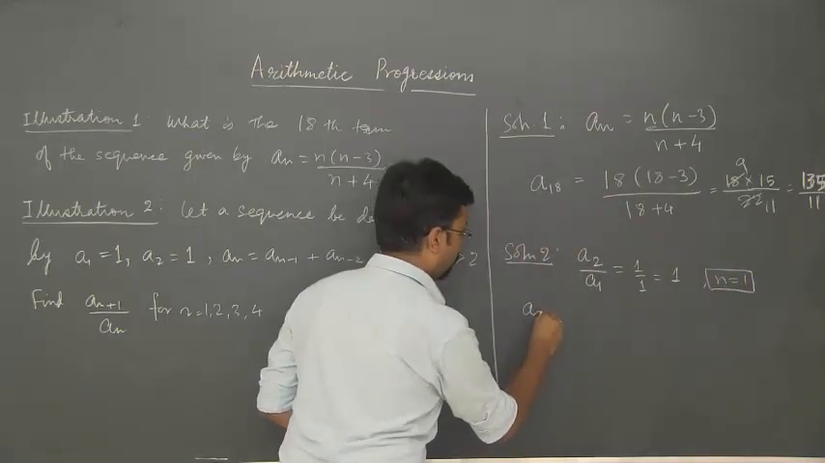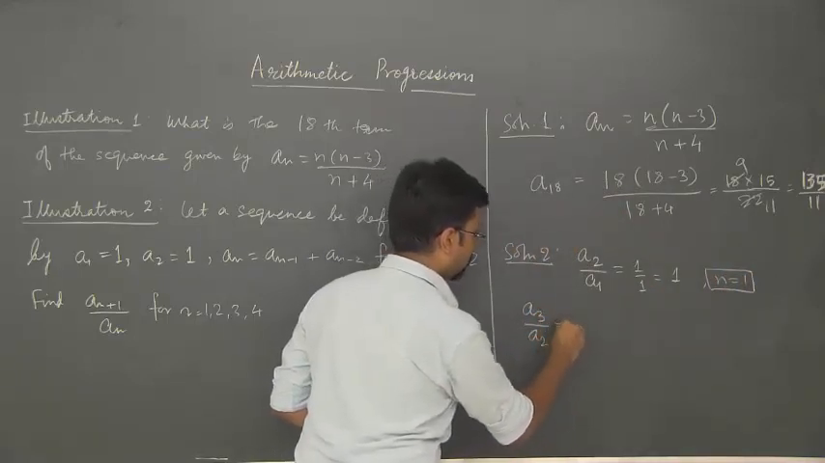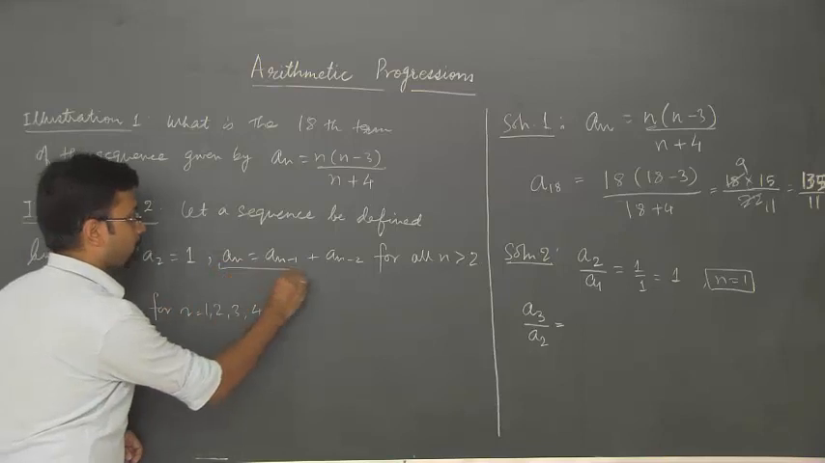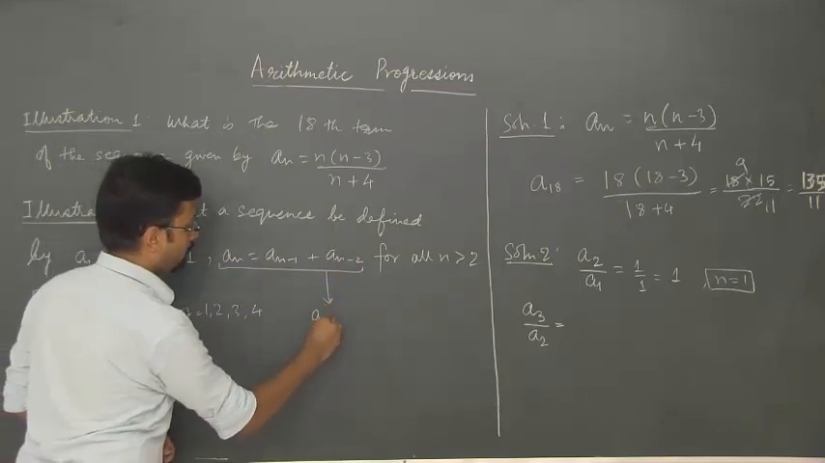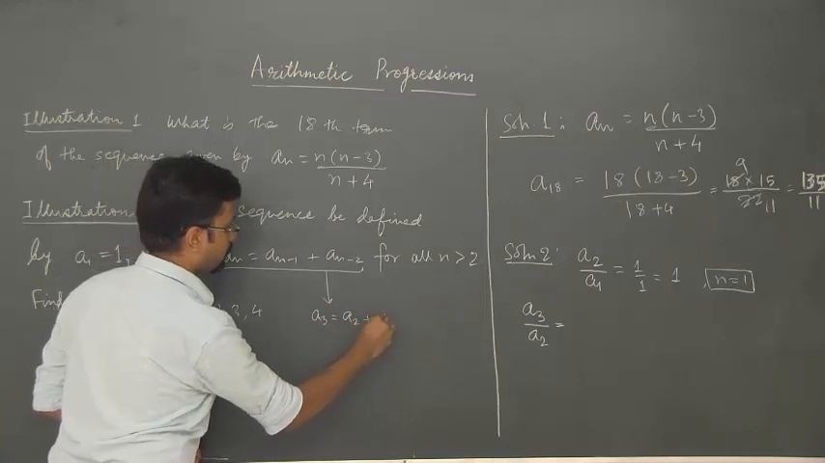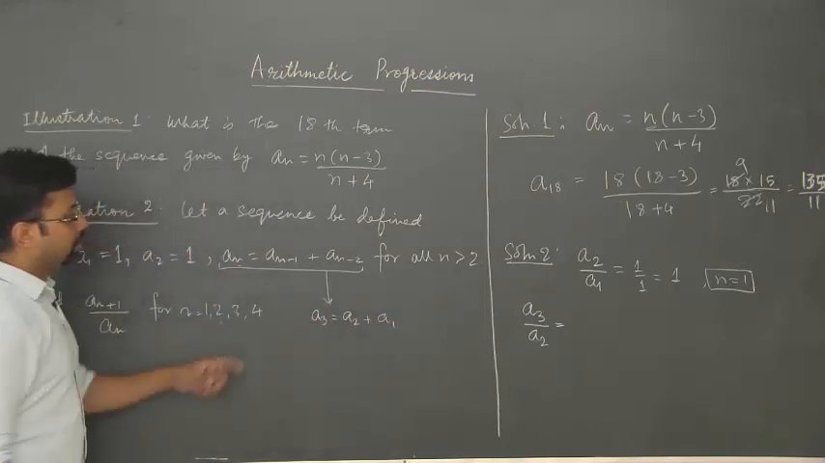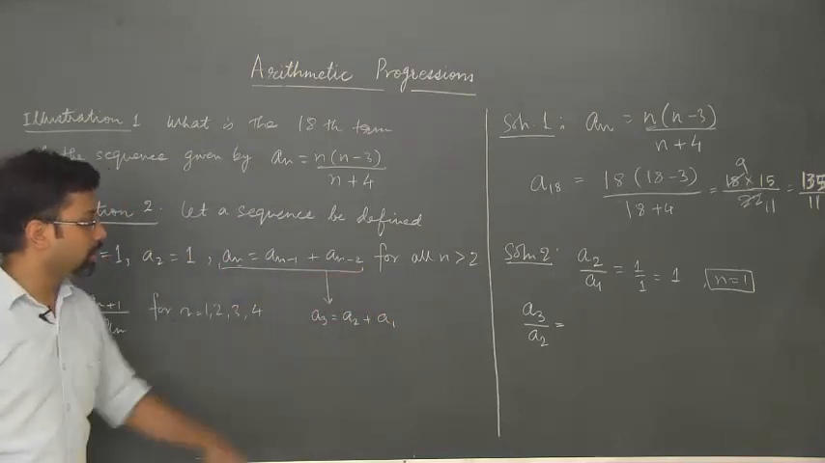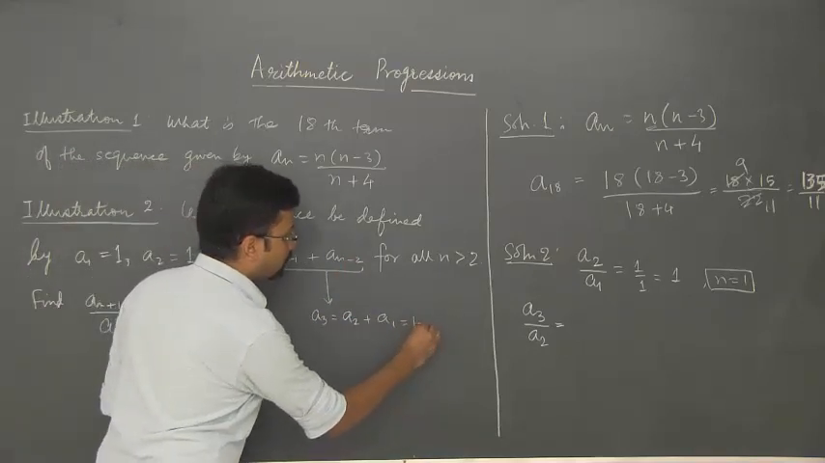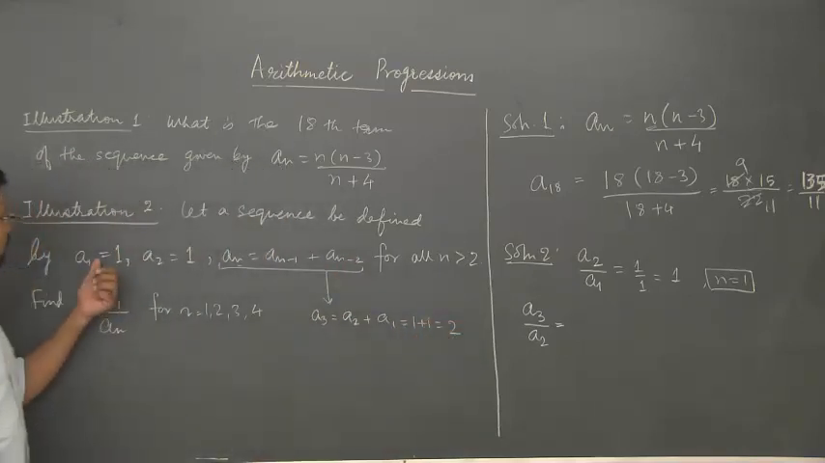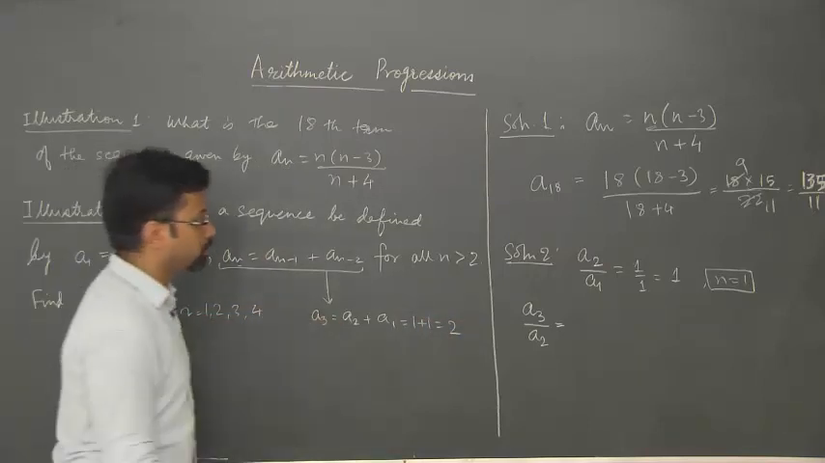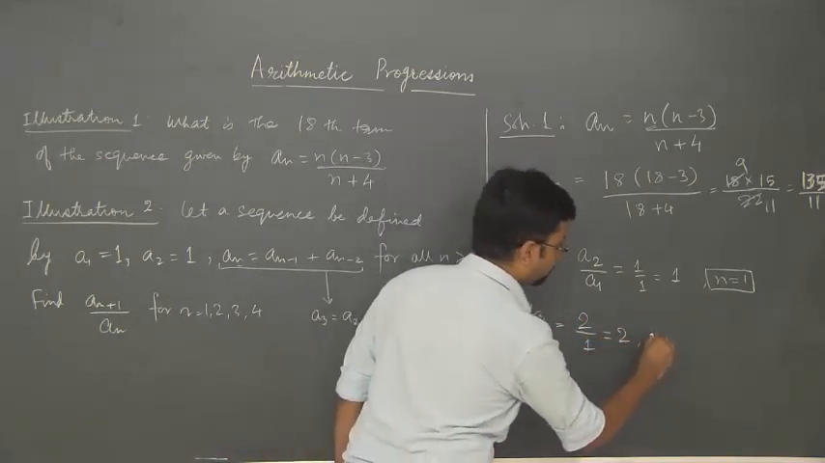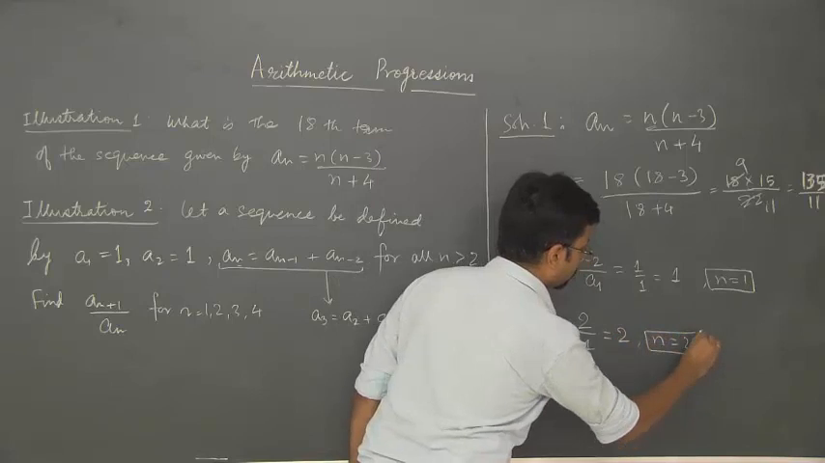When n equal to 2, what do we get? a3 by a2. How do we obtain a3? a3 can be obtained from here. See, the given rule is this. So a3 will be a2 plus a1. When n equal to 3, n minus 1 will become 2 and n minus 2 will become 1, because 3 minus 2 is 1. And a2 and a1 we know are given as 1 and 1. So a3 will become 2. So this will become 2 by 1. Hence it will be 2 for n equal to 2.